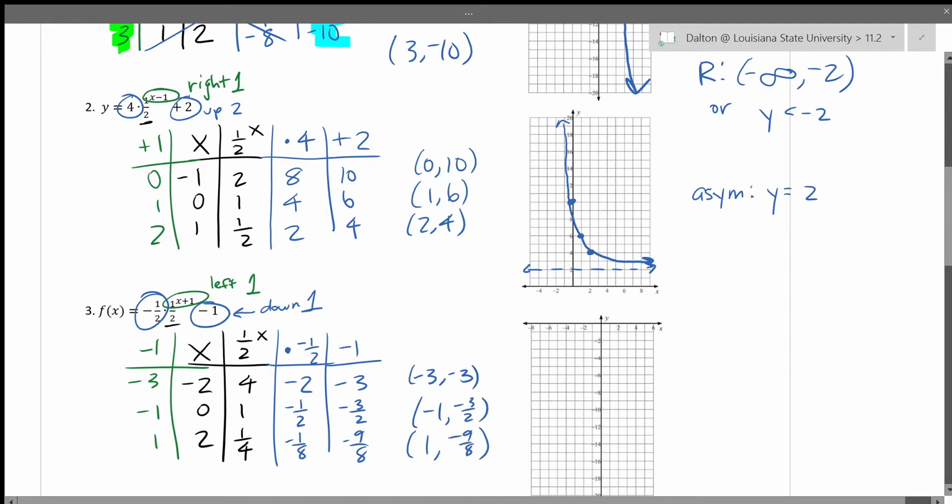So there was no harm done in choosing numbers other than -1, 0, and 1. But the further you get away from 0, the larger some of your numbers are going to become, and they might be off of the graph, and the more fractional they may become, and it might be more difficult to actually calculate them. So to play it safe, I would always just choose -1, 0, and 1.